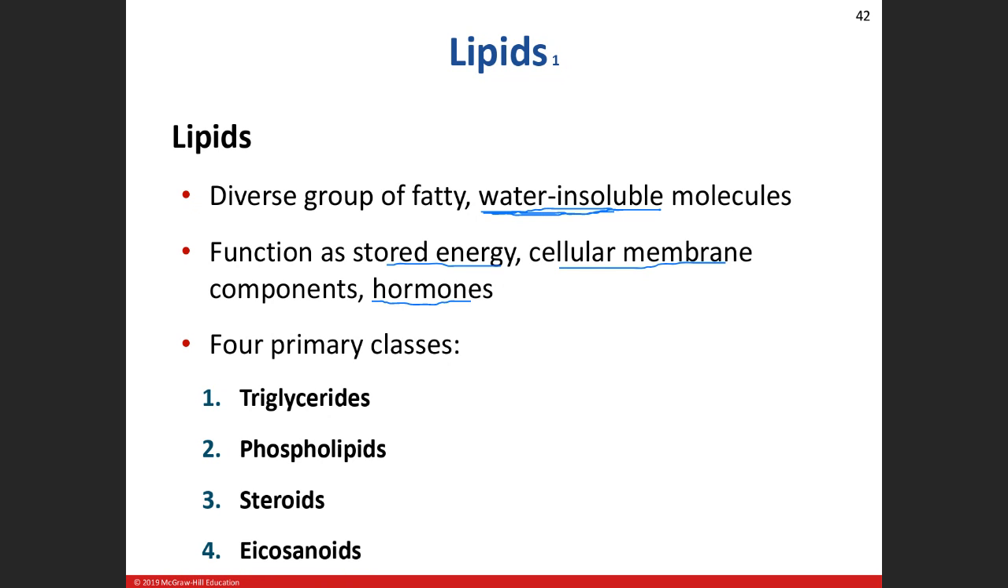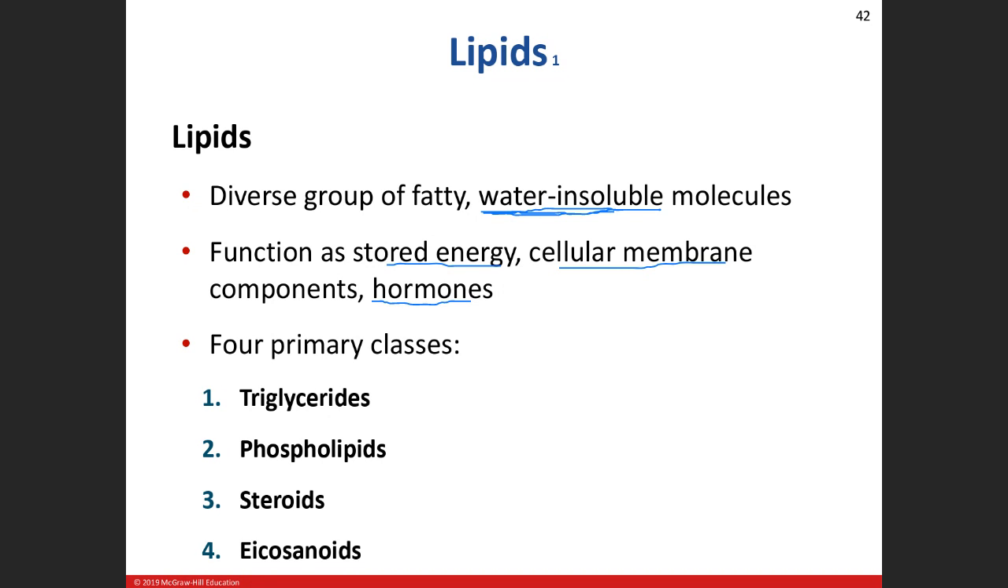All right, and the triglycerides are going to be one of the most abundant forms of lipids in the body. Then you get the phospholipids, which are the most common form of lipids that you'll see in the body. Steroids, and then eicosanoids, which are the locally acting form of hormones. And we'll briefly talk about all of these.